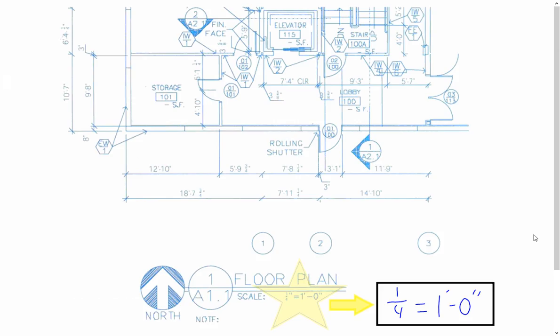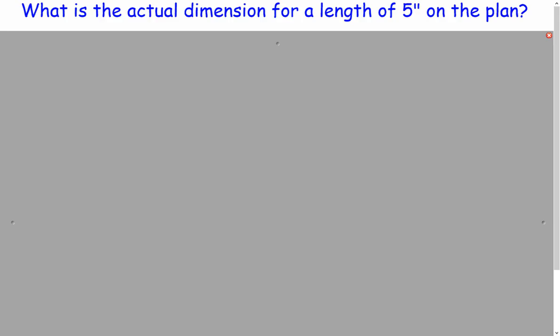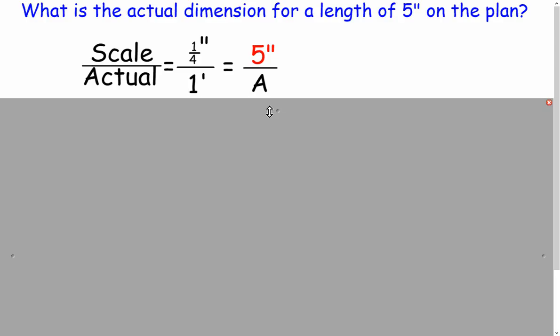Here's a scale drawing. The floor plan tells us that there's a 1/4 inch per 1 foot for the scale. So we want to know what's the actual dimension for a length that is 5 inches on the plan. We're always going to set these up the same. We're going to start off by doing a proportion, with the scale on the top and the actual on the bottom.